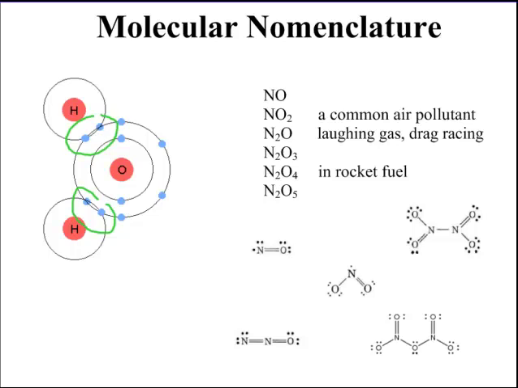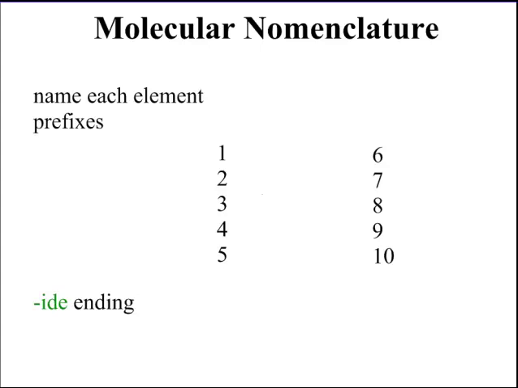In naming molecular compounds, we have to explicitly tell the number of atoms of each element using prefixes, because they can combine in multiple ways. Naming molecular compounds, then, entails naming each element, the proper prefix added, and then using the IDE ending. Make sure that you know the prefixes for 1 through 10, and make sure you can spell them correctly.